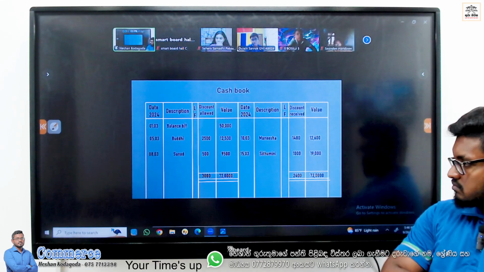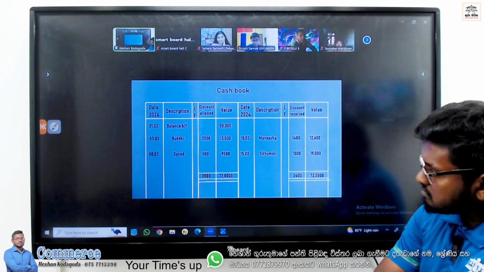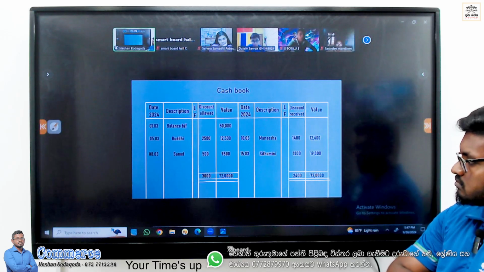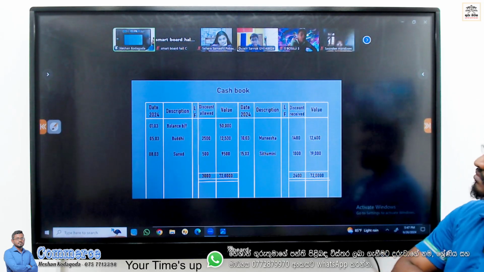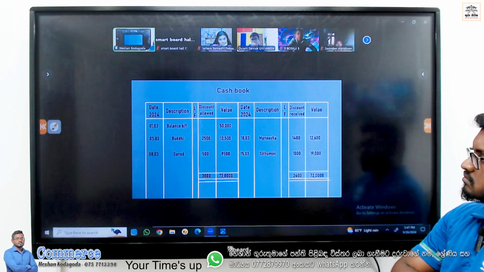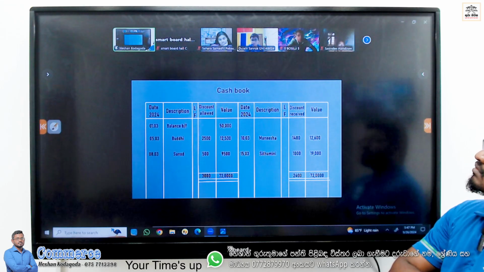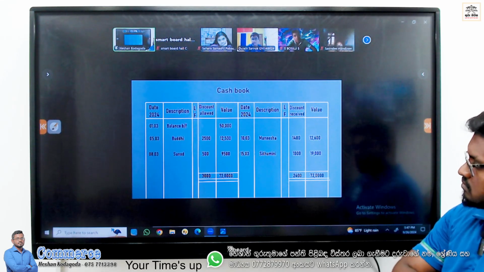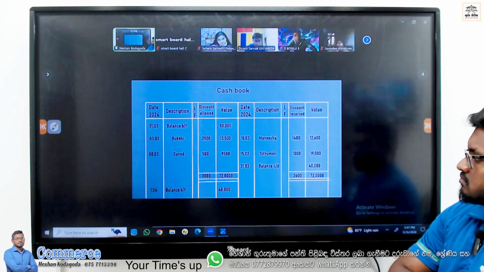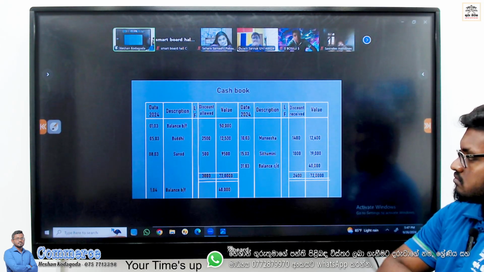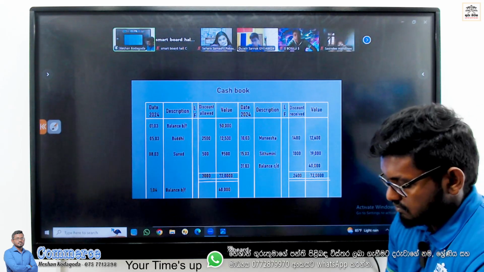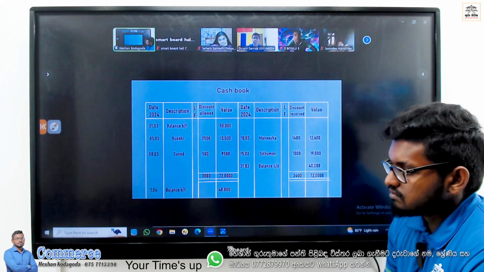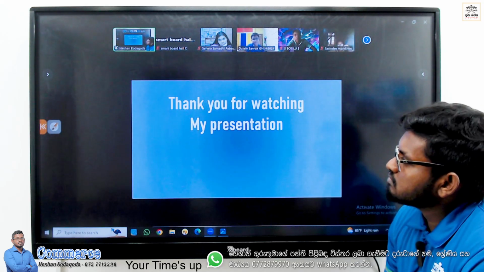72,000 is the total of the whole thing, and 3,000 is the total of the discount allowed, and it is debited to the discount allowed account. Discount received is 2,400 and it is credited to the discount received account. The balance brought forward is 40,000 and the balance carried down is also 40,000. Thank you for watching my presentation.